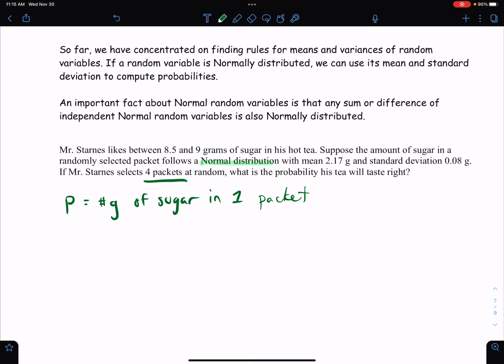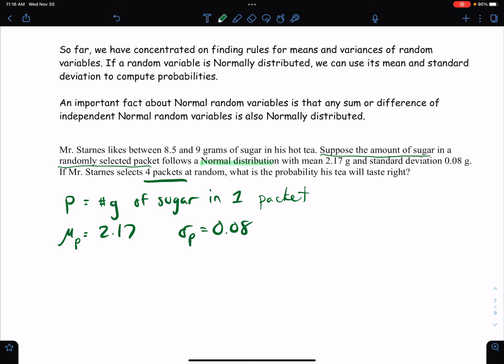You could be like, why aren't we doing it in 4 packets? That is going to affect the question later on. But the information they're giving us is right here: suppose the amount of sugar in a randomly selected packet. So that's why I'm making that number of grams of sugar in 1 packet. So our mean of P is going to be 2.17, and our standard deviation of P is going to be 0.08.